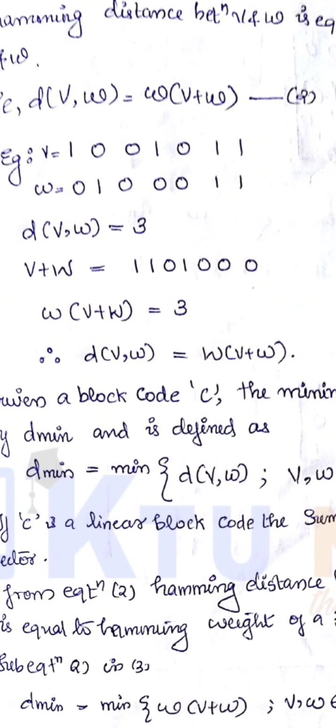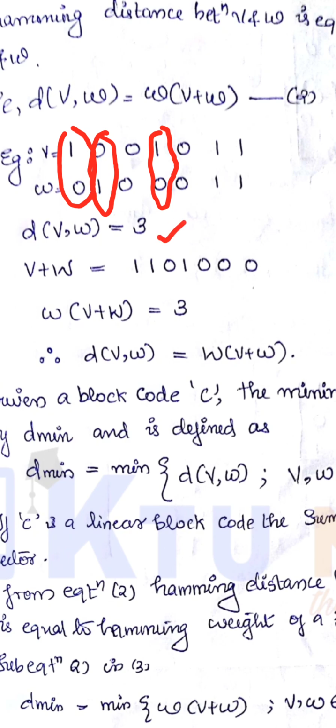First place they are equal, second place is equal, third place is equal, but the fourth place is not equal. V has 1 and W has 0. So the fourth place is different, the fifth place is equal, the sixth place is different, and the seventh place is different. So the distance between these two code words is 1, 2, 3. In three places these two vectors are different. In other places, they are the same. So the distance between V and W will be 3.